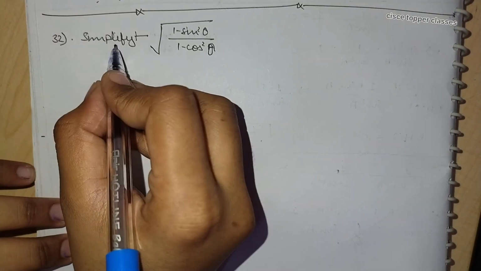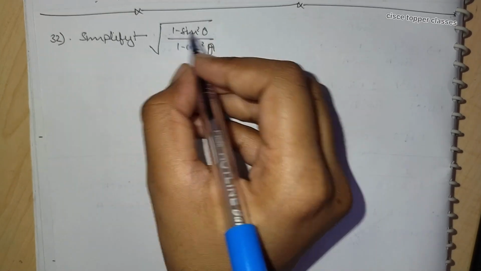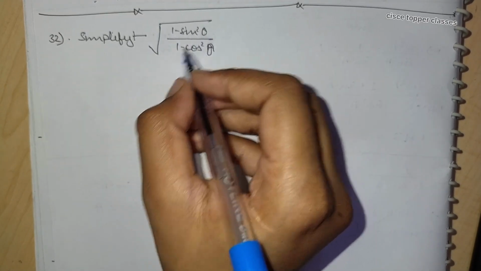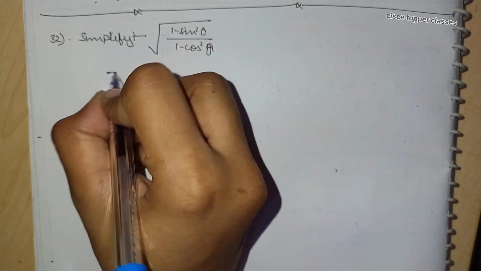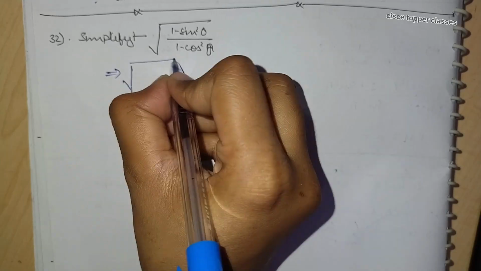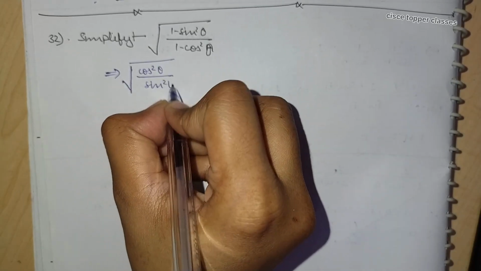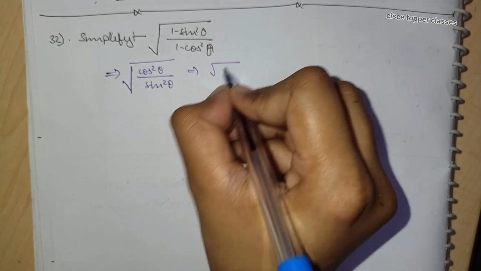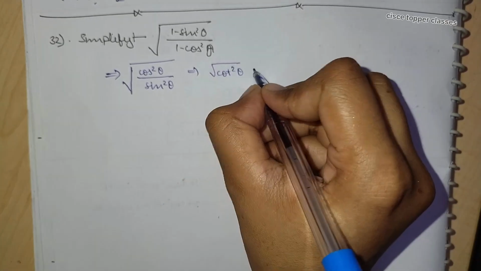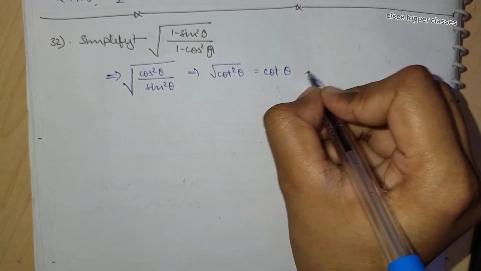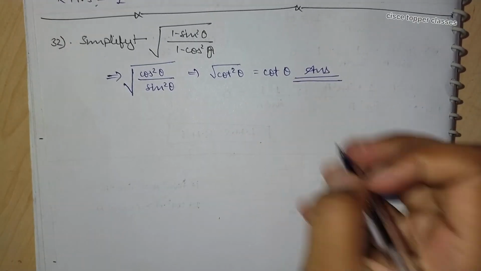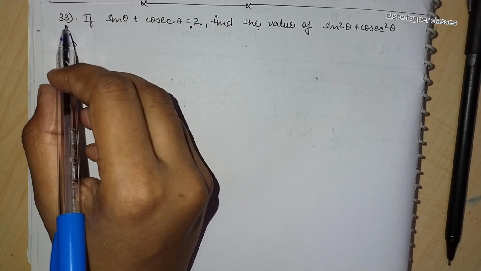Let's solve 32 question. Simplify 1 minus under root 1 minus sin square theta upon 1 minus cos square theta. So this part we can write here cos square theta divided by sin square theta. So here we can write under root cot square theta. So this will be cot theta. Means the answer of this 32 question is cot theta. Let's solve 33 question.